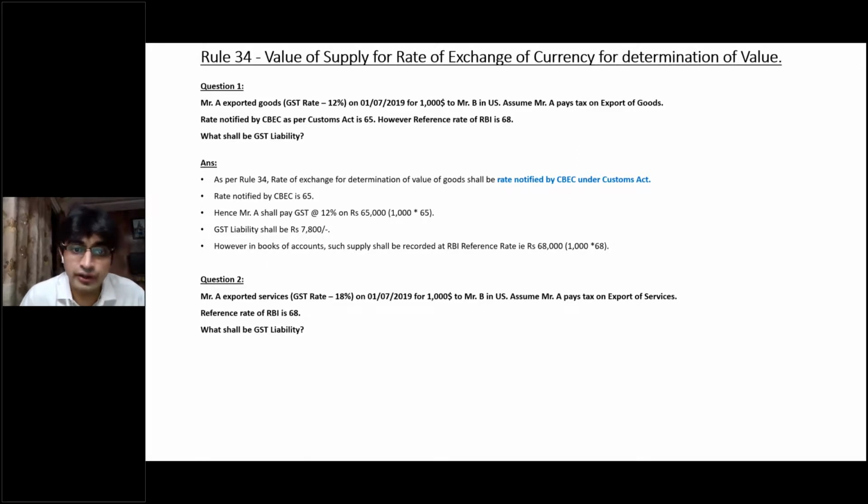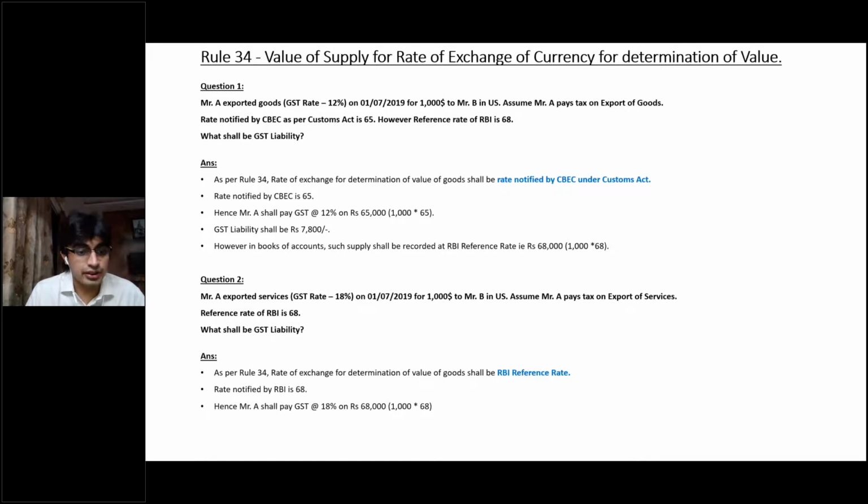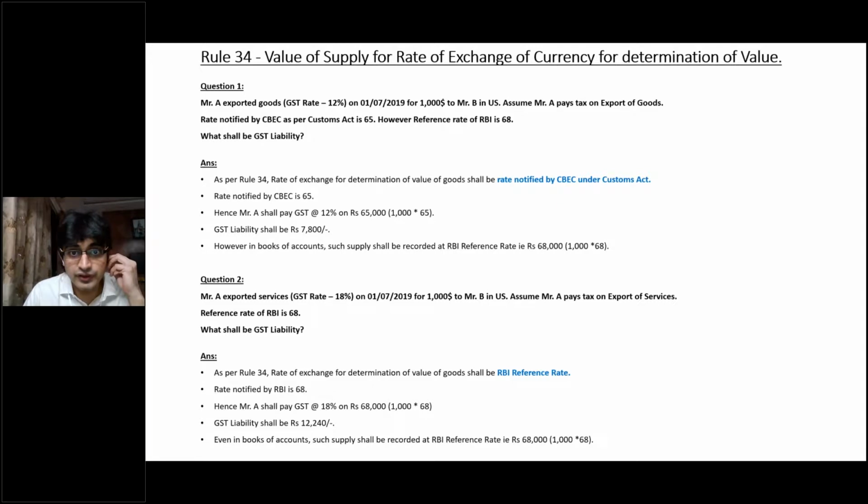This is exporting what? Services. I have exported services. So whether I should refer Customs Act? No. You have to go to the RBI reference rate, which says 68. I have to pay GST liability on 68,000. Even in books of accounts, I have to record it at 68,000. Clear? So this is what? Rate of exchange of currency for determination of value.